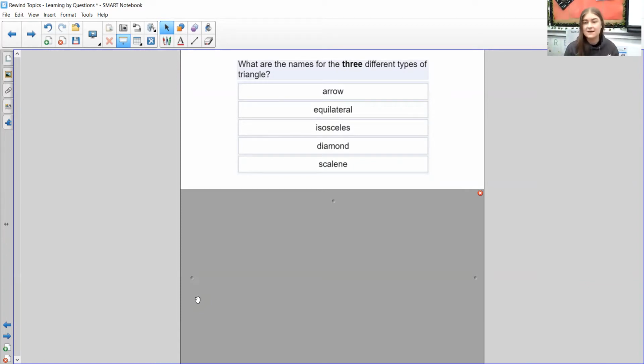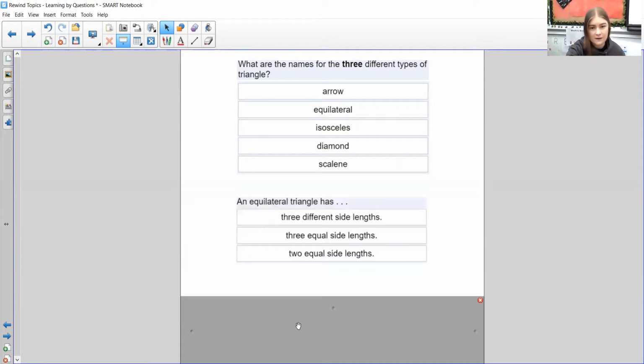Equilateral is a type of triangle. Tick, well done. Isosceles is a type of triangle. Well done. Tick. And a diamond, sorry guys, that looks awful, is a quadrilateral, so it has 4 sides, not 3. So you should have equilateral, isosceles, and then scalene as your triangles.